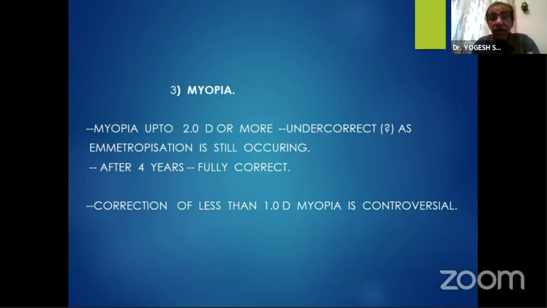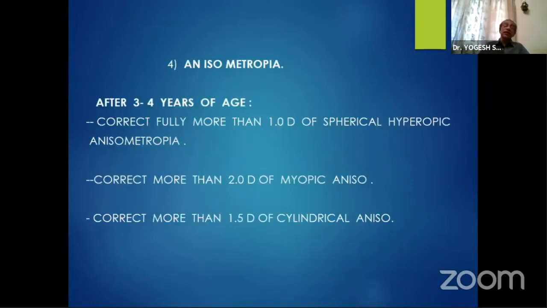Now, correction of myopia of less than 1 diopter is controversial. But in my practice for many years now, I always correct even 0.75 diopters of myopia, because we do not know what is going to be the stimulus. What is going to be the stimulus for progressive myopia? So we want to stop all stimulus for development of progression of myopia. That's why always correct full myopia, even 0.75 diopters, and anisometropia.